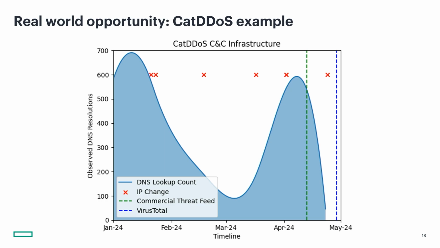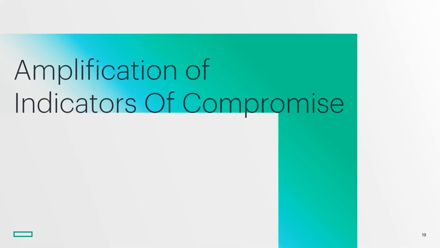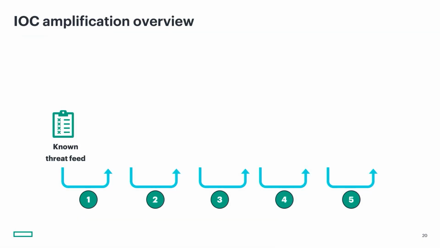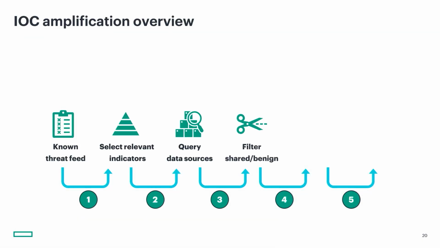If we had enough insights, we could have had that domain name into the threat feed from January. Why wait until April, until we have some victims? Now, is that even possible? Yes, it is possible. Let's talk about how we're going to do this. And we do this by a method we call amplification of threat indicators of compromise. And this is a multi-step approach.